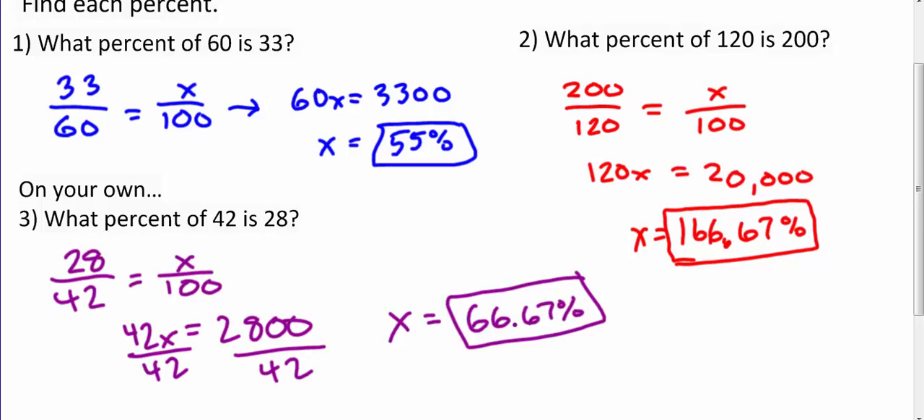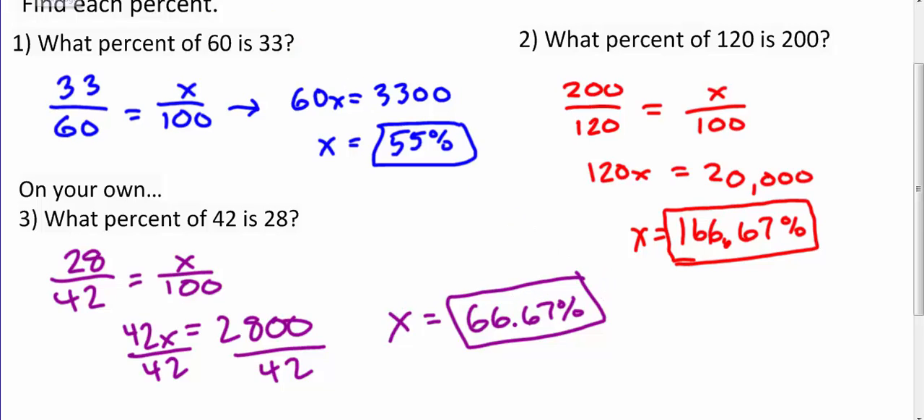All right, welcome back. You can see my notes here. You can see what I've done. 66.67% is what I came up with. Again, I set up the proportion, cross products property, and then one step of division, and we were there.